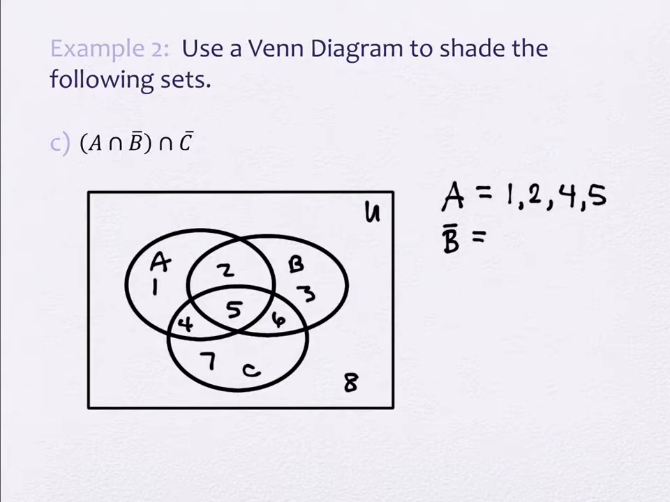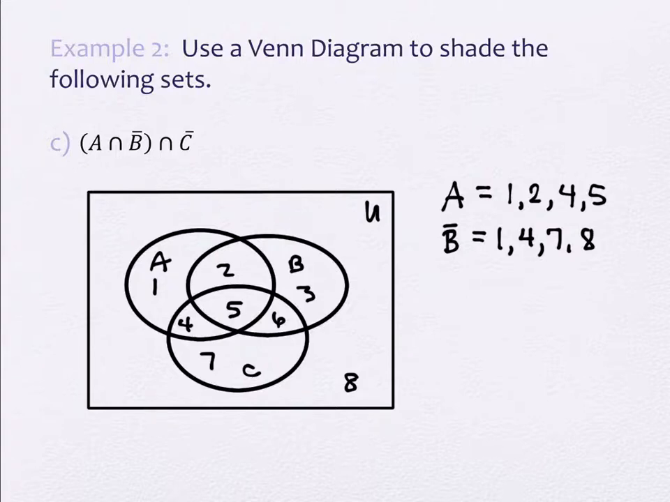Now B complement's a little bit more messy in this diagram than in the last diagram, where we had B complement on part A. I've got lots more stuff that's not in B. So what are all of my numbers that are not in B? 1, 4, 7, and 8. Is everybody good with those numbers? See where they came from.